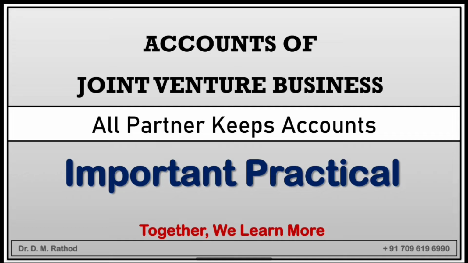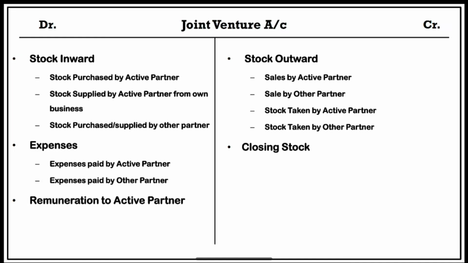In other sessions, we have done the previous year's examples solution also. Today, we are going to solve two more practical examples for method 2 where all the partners are keeping accounts for joint venture business. For your examination, this is the most important example. So without wasting time, let's recap a little bit.